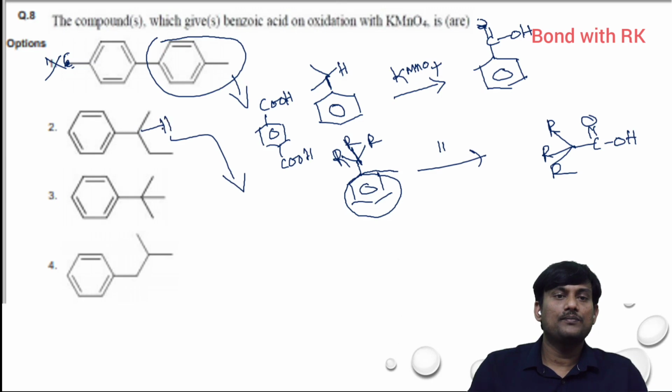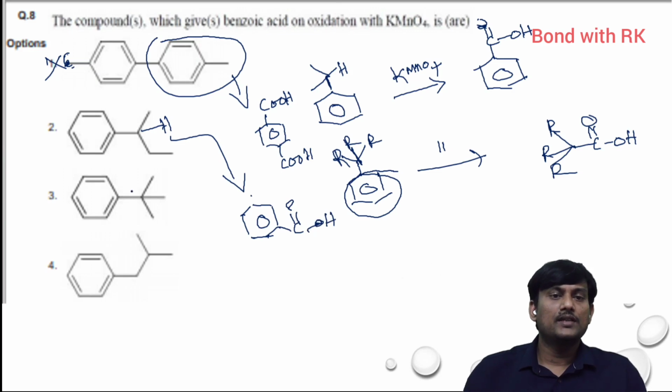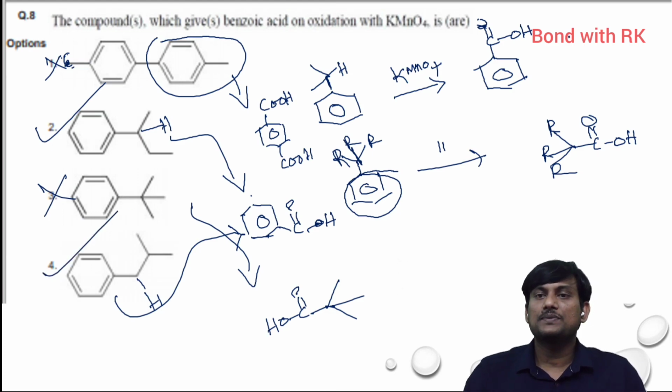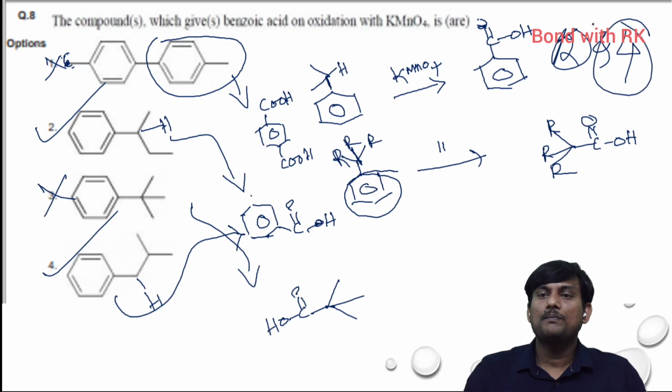This one has benzylic hydrogen, so this one will be converted into benzoic acid. Here also there is no proton at the benzylic position, so this one will not be oxidized into benzoic acid. Here actually you will get this compound. Here you have benzylic hydrogen, so this one forms the benzoic acid. So this one cannot form, this one forms, this one cannot form, this one can form. So what are the correct options? 2 and 4 can form benzoic acids.